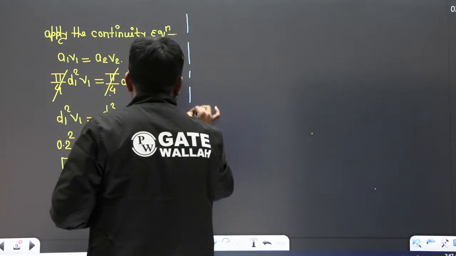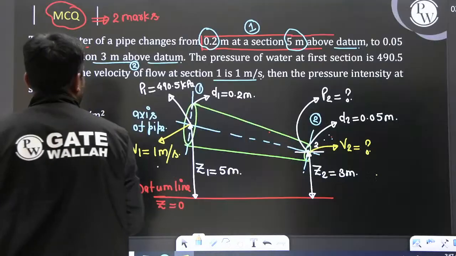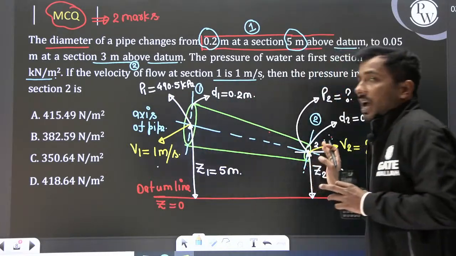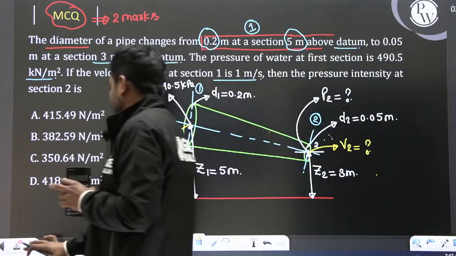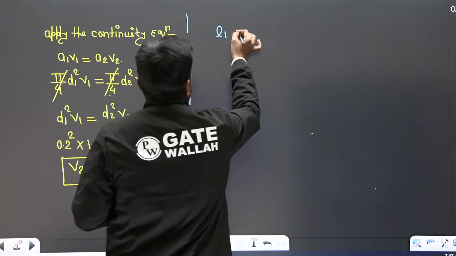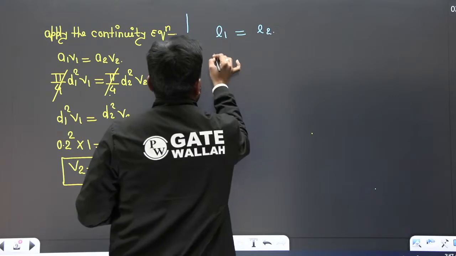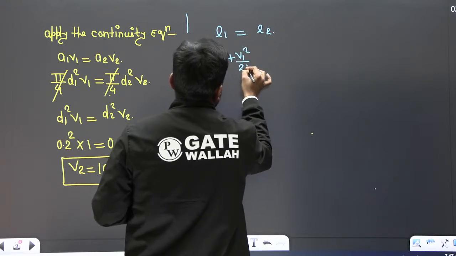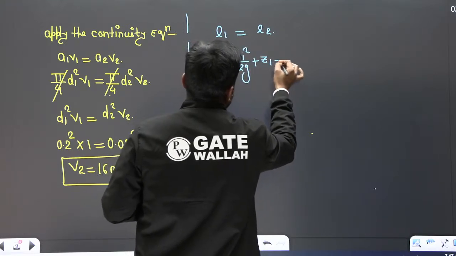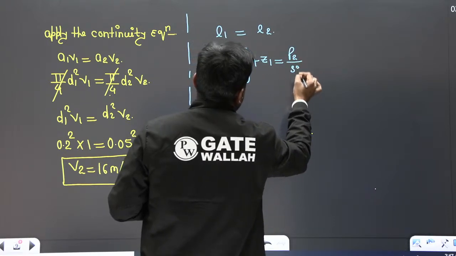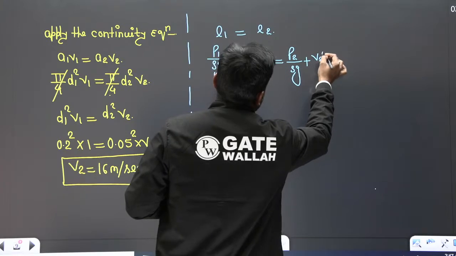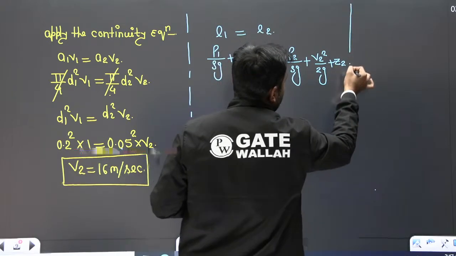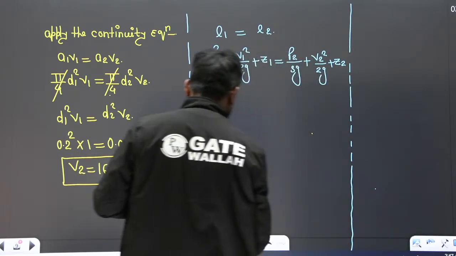Okay. This question does not mention the losses, so we should consider the energy head at point 1 equal to the energy head at point 2. So E1 is equal to E2. What about the energy head? That is P1 divided by rho g, plus V1 square divided by 2g, plus Z1, equal to P2 divided by rho g, plus V2 square divided by 2g, plus Z2.